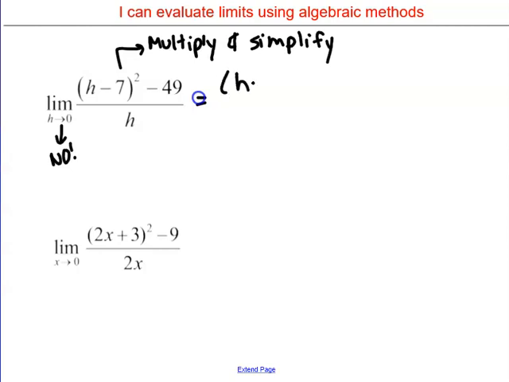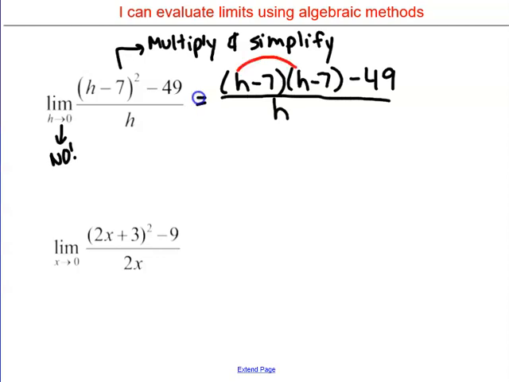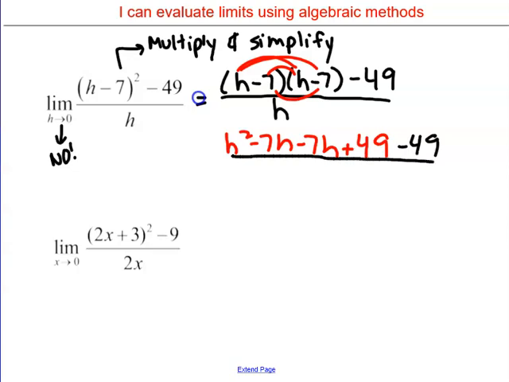first. So h minus 7, h minus 7 minus 49 over h. So I'm going to do h squared minus 7h minus 7h. It's negative 7 times negative 7 is plus 49. All right, and these happen to cross off. So now I'm left with h squared minus 14h.